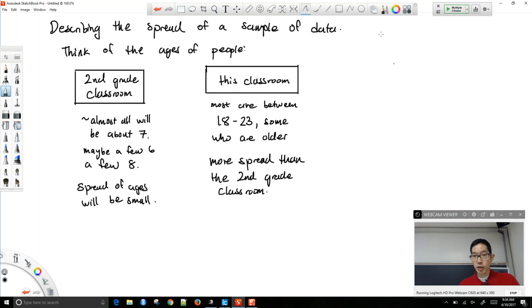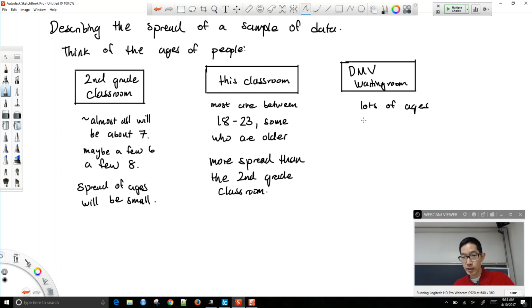Okay, all right, and then imagine going to the DMV waiting room. What kind of ages will we see in the DMV waiting room? DMV is the Department of Motor Vehicles. This is where you go to get your driver's license and register your cars and things like that. So here we're going to see lots of different ages, right?